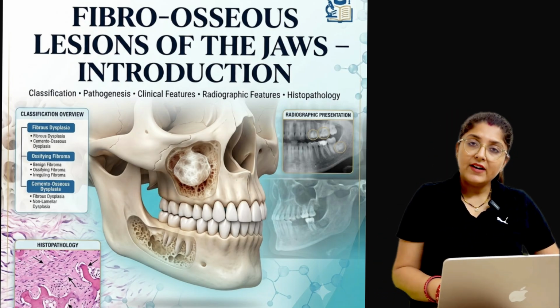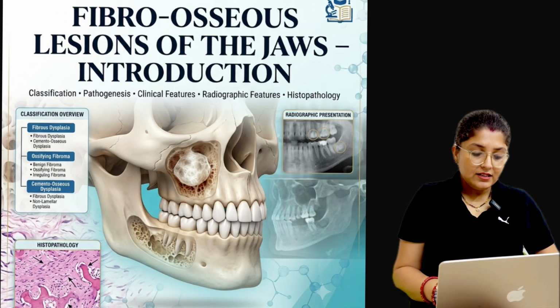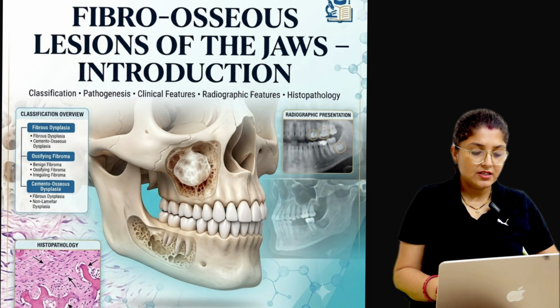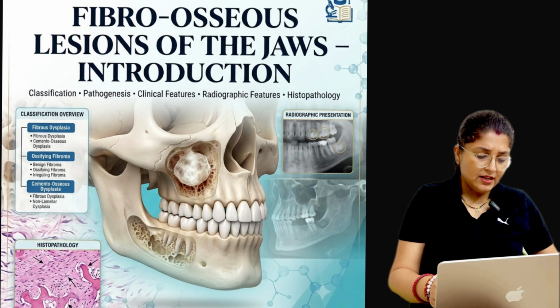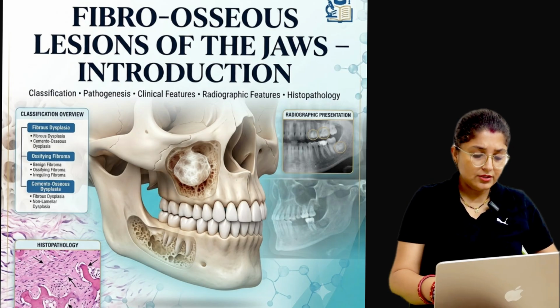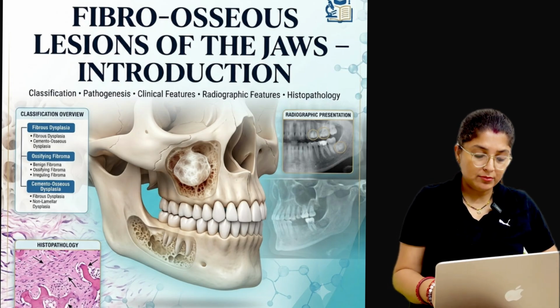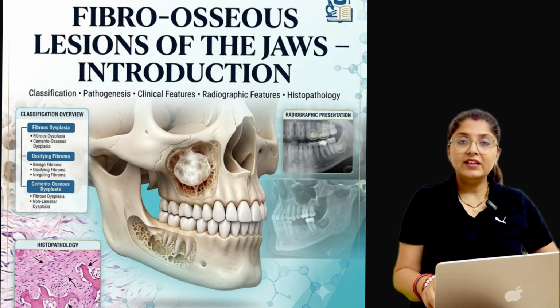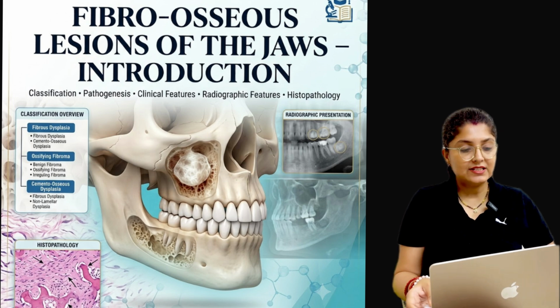Now coming to ossifying fibroma, okay, then again we shall be dealing with the definition, etiology, clinical features, radiological features, okay, histological features, then treatment plan and differentiation from fibrous dysplasia. Fine. Then we shall be moving on to the juvenile ossifying fibroma, then cemento-osseous dysplasia, and finally we shall be talking about some of the DDs of fibro-osseous lesions.